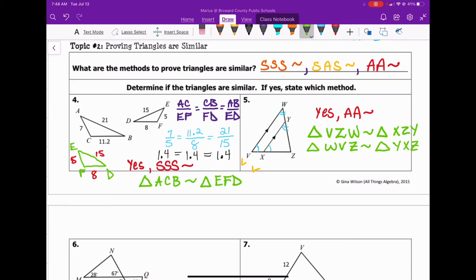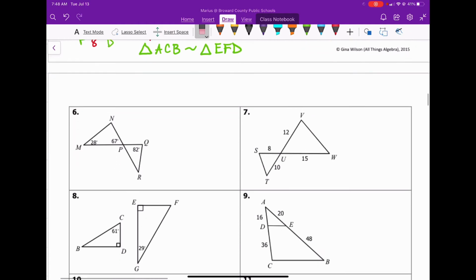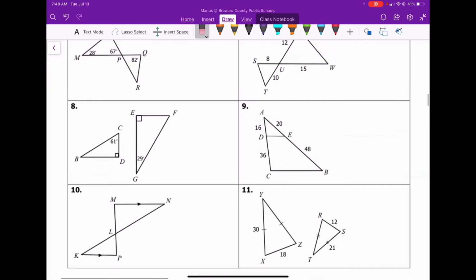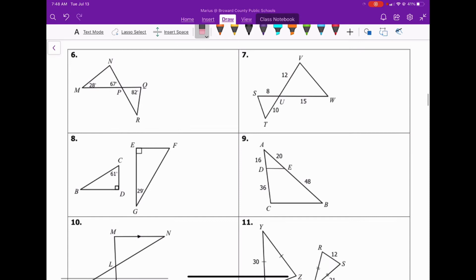All right, so hopefully I haven't confused anybody with that, but we just want to make sure that those two things are clear. Let's go ahead and do number 6, okay? We have 6, 7, we got to go all the way to number 11, all right?